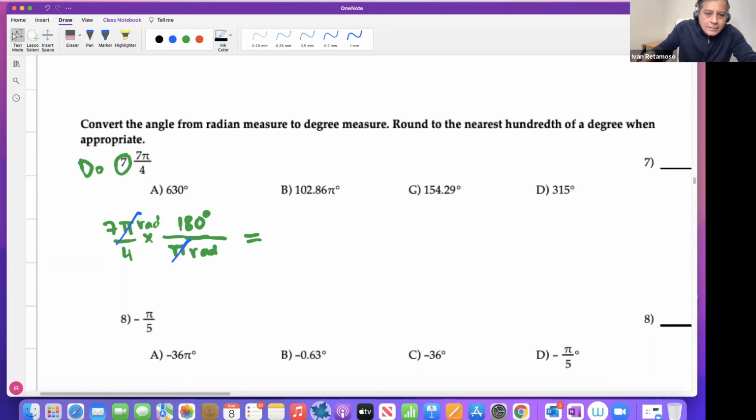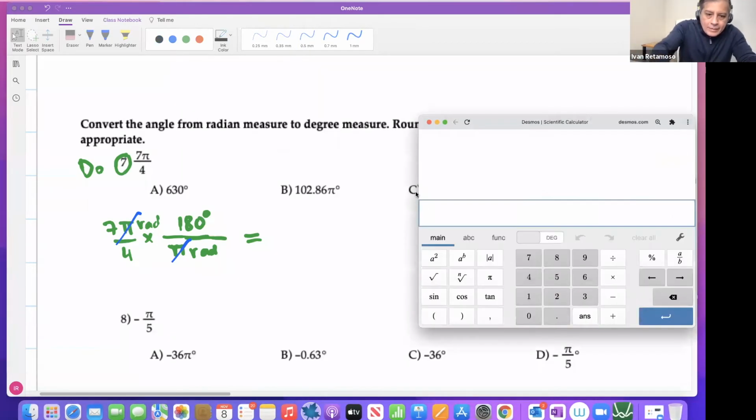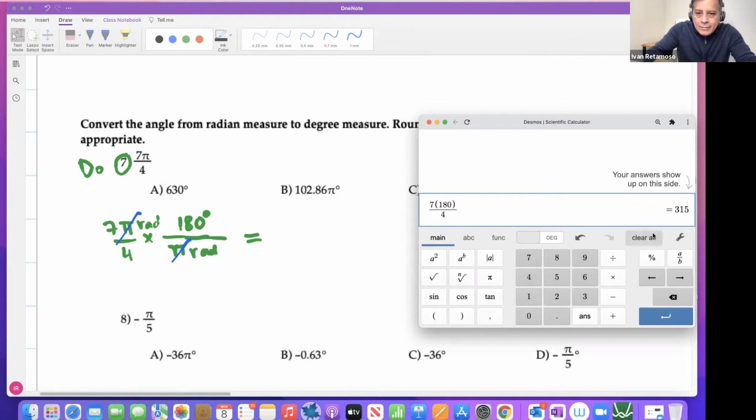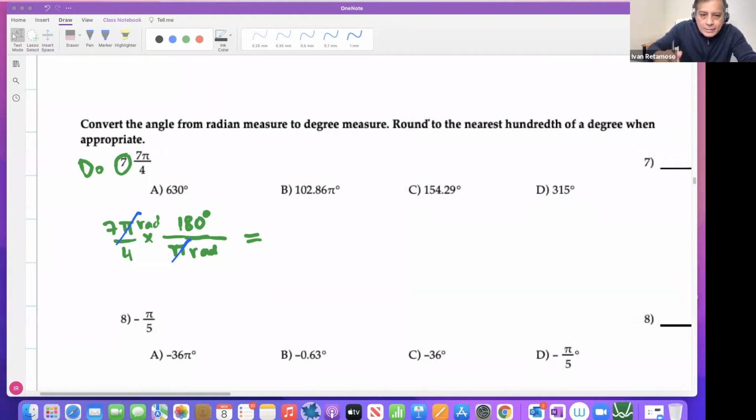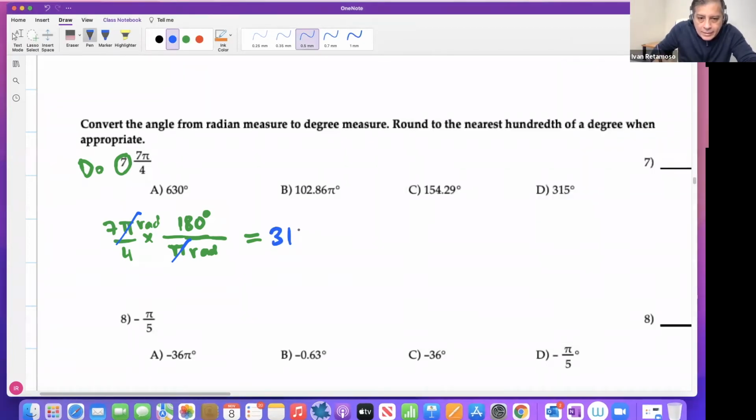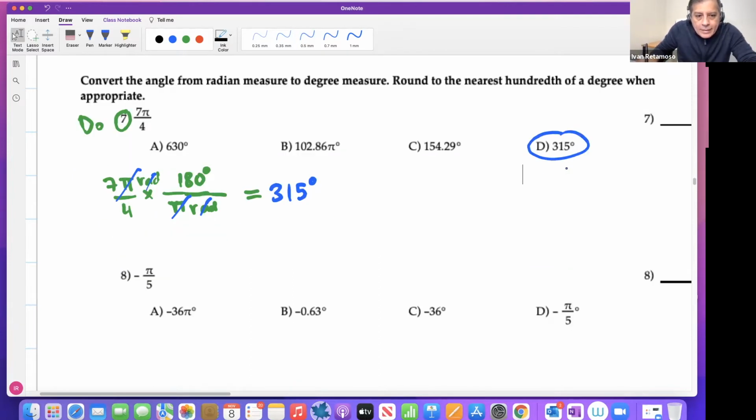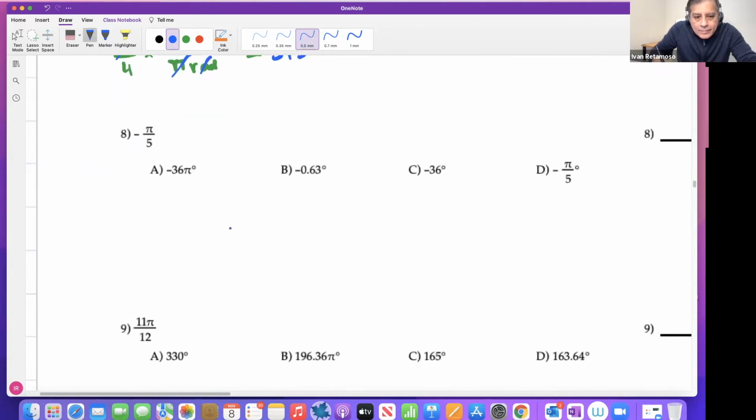This pi cancels, so all you gotta do is really 7 times 180, and then divided by 4. 315. Very good, guys. And degrees, because radians, they can't. All right, so therefore is this. Excellent. This one, you can do it at home.